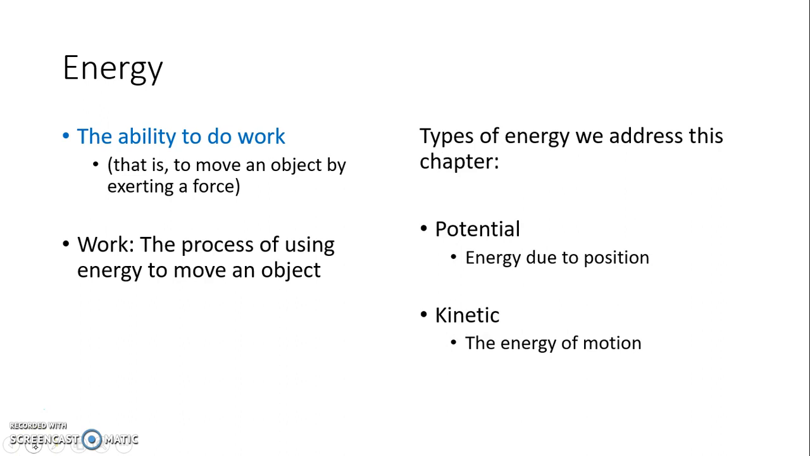Now, there are lots of different types of energy. We'll look at a handful of types, but first of all, in this chapter, we're going to address primarily potential energy and kinetic energy. Potential energy is the energy due to position. In other words, it's energy relative to some other point. And then you have kinetic, the energy of motion.